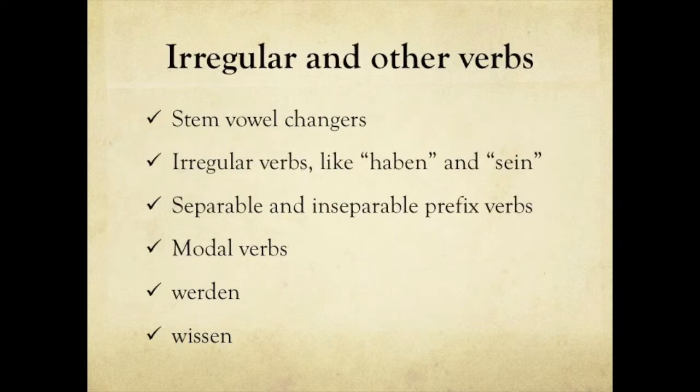And just like English has irregular verbs, German has irregular verbs or other types of verbs. So we have the stem vowel changers, which I'll discuss in one of the next episodes. And irregular verbs like haben and sein are also going to be discussed separately, simply because they're so important. Haben and sein are the most important verbs in German. You definitely have to study their pattern.